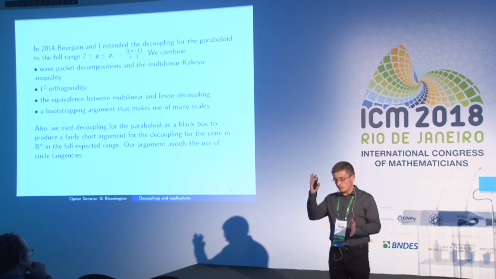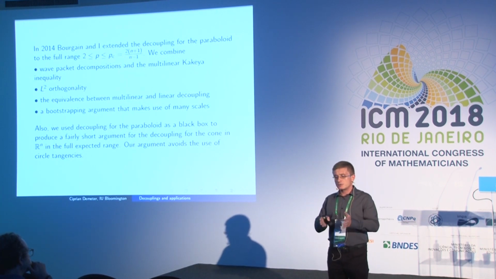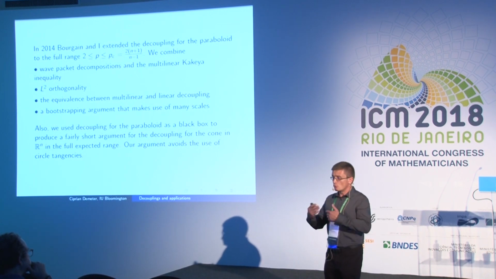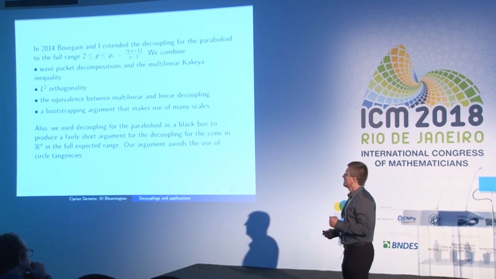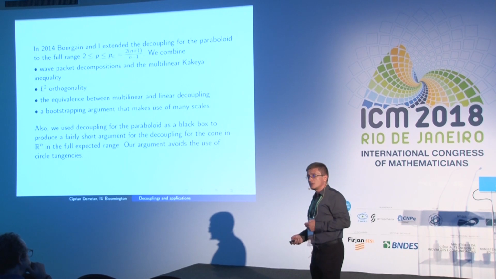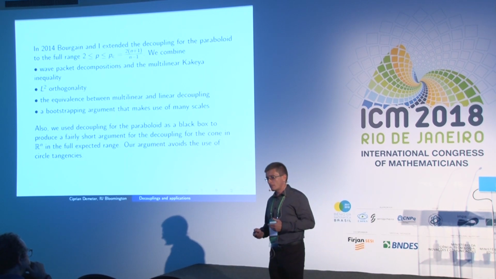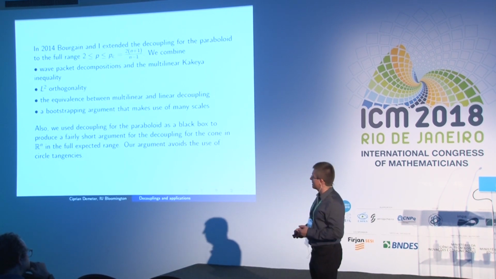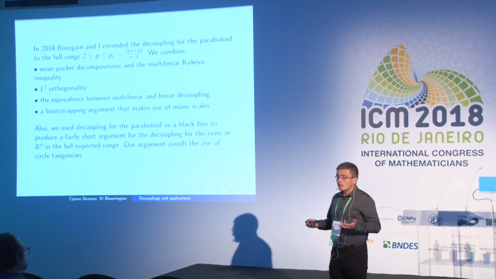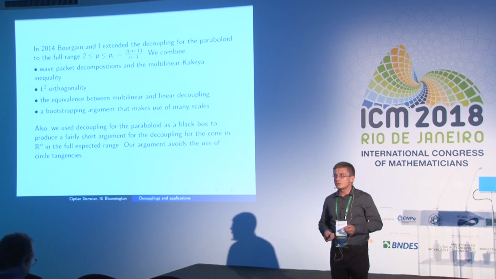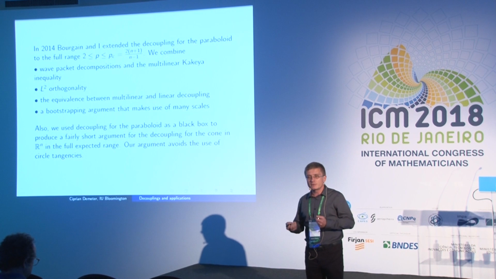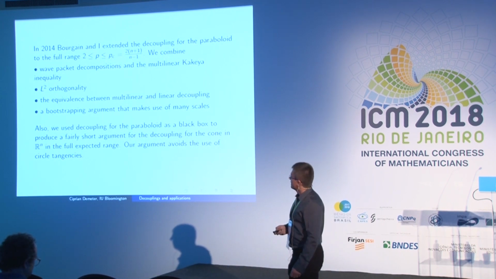If you think about the cone, and if you slice it the correct way, you can see the cone as being a stack of parabolas, right? Or paraboloids in higher dimensions. If you do it correctly, then you can prove that. So at the end of the day, we didn't need the circle tangencies. Our argument is a bit easier than Tom Wolff's. However, at its core, we'll still have incidence geometry in the form of the multilinear Kakeya problem.